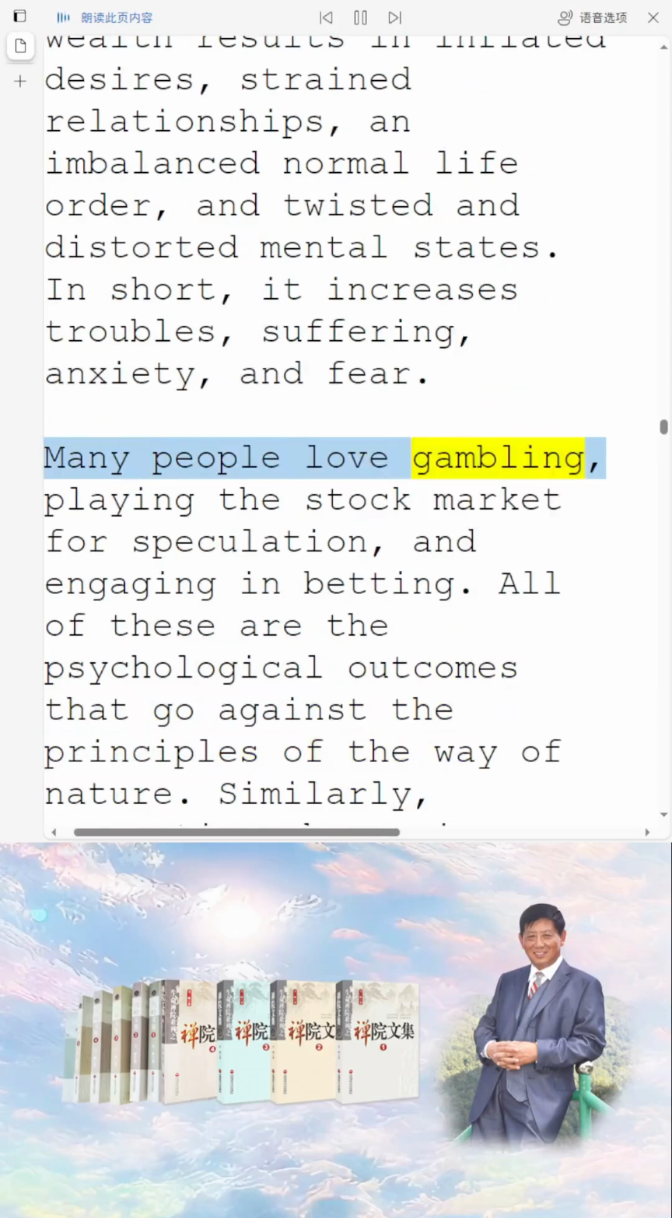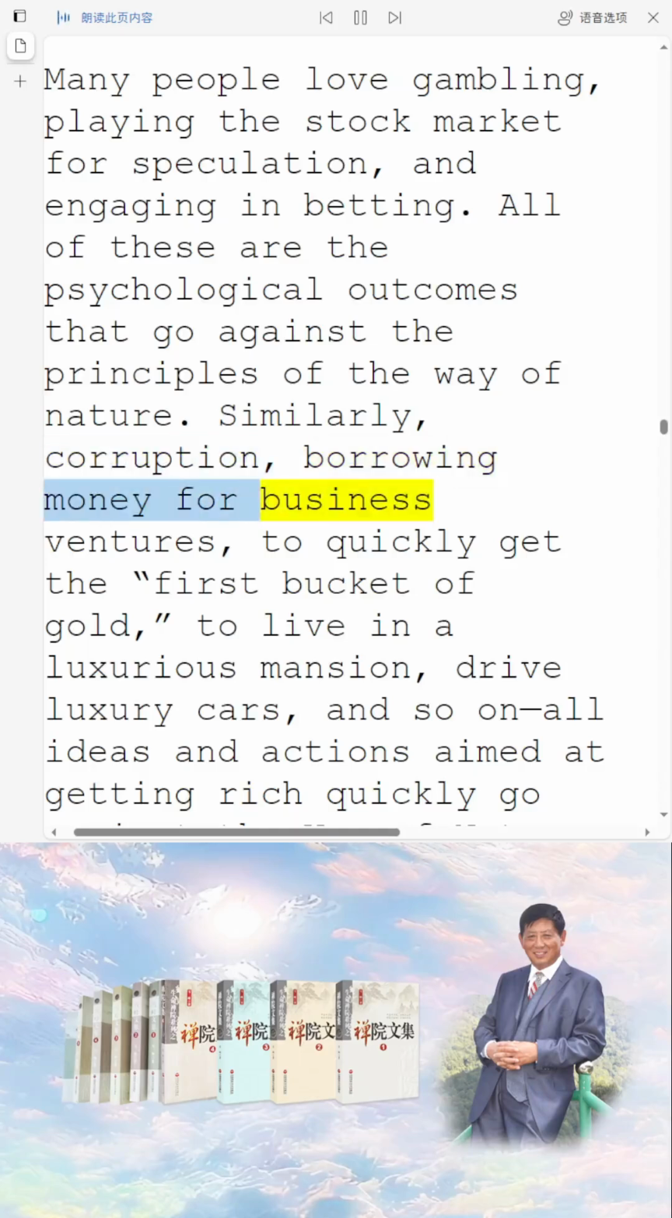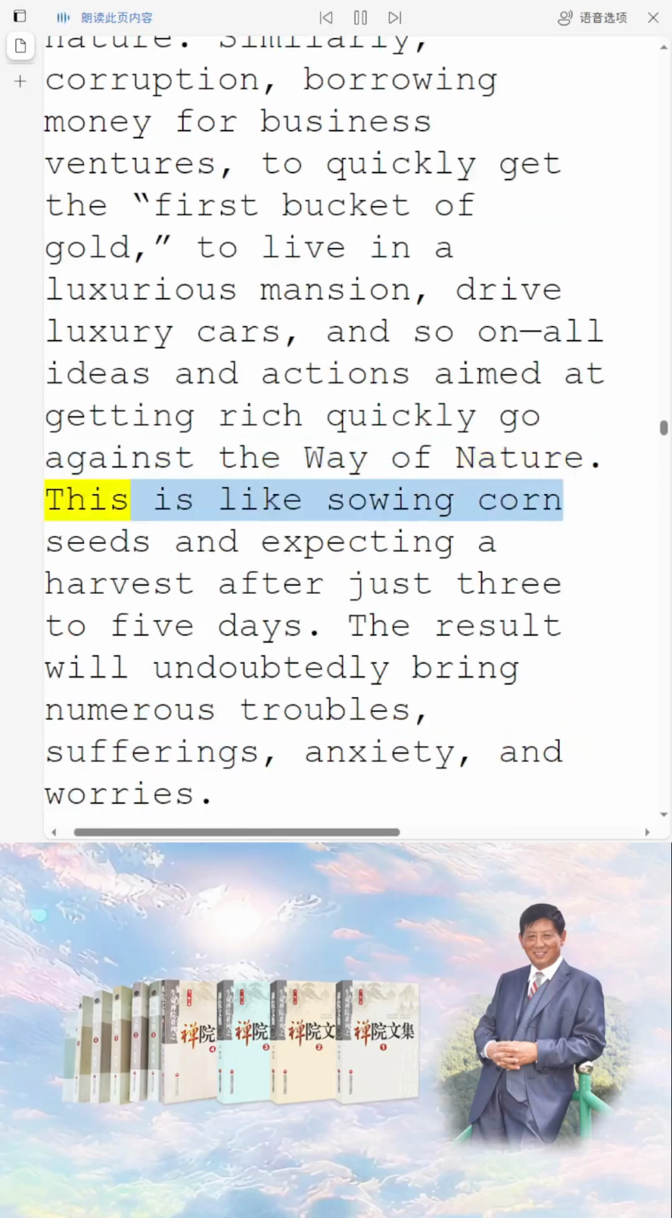Many people love gambling, playing the stock market for speculation, and engaging in betting. All of these are the psychological outcomes that go against the principles of the way of nature. Similarly, corruption, borrowing money for business ventures, to quickly get the first bucket of gold, to live in a luxurious mansion, drive luxury cars, and so on. All ideas and actions aimed at getting rich quickly go against the way of nature. This is like sowing corn seeds and expecting a harvest after just 3 to 5 days. The result will undoubtedly bring numerous troubles, sufferings, anxiety, and worries.